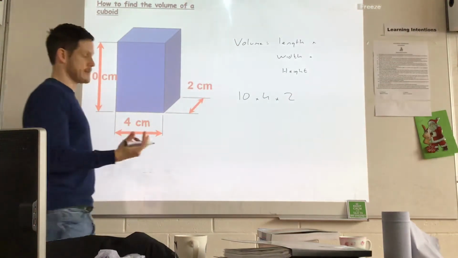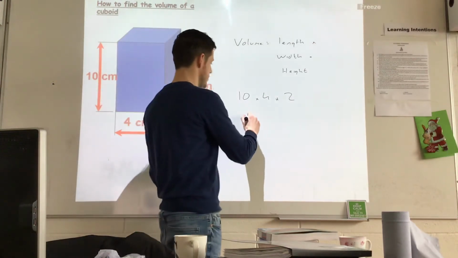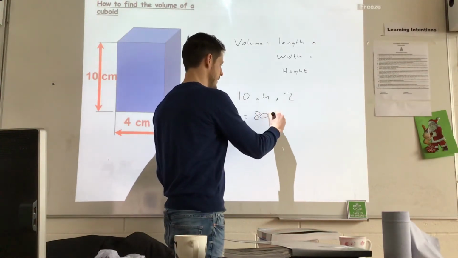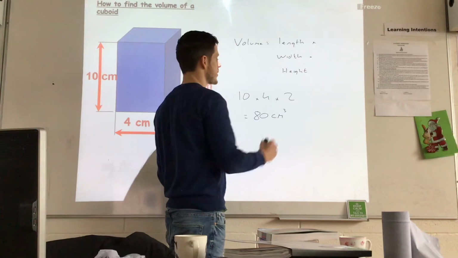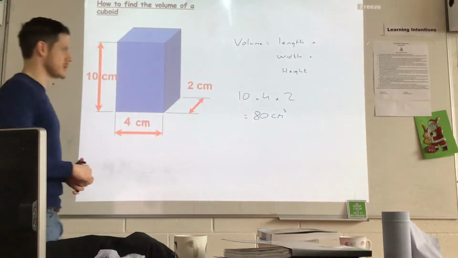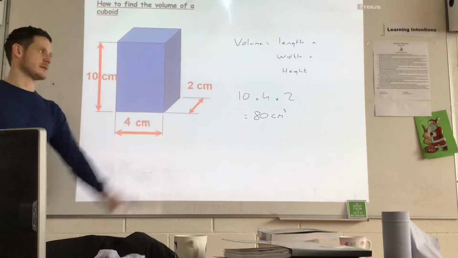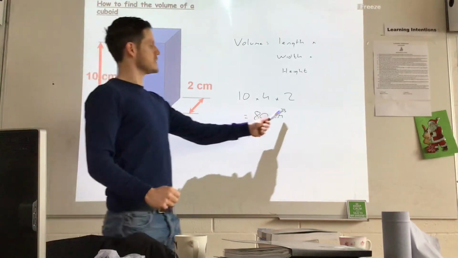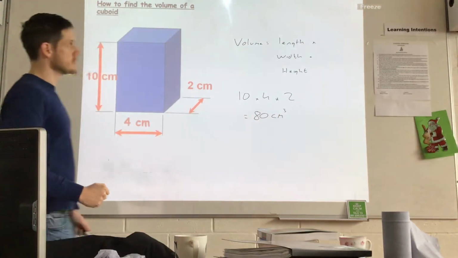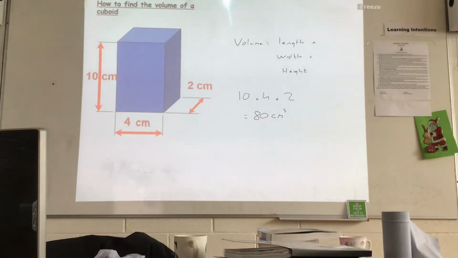Put that into calculator. 10 by 4 gives you 40, 40 by 2 gives you 80. And the answer is going to be centimeters to the power of 3, cubed. Okay? So volume is always to the power of 3. You're multiplying centimeters by centimeters by centimeters. So there's 3 centimeters there, so it's centimeters cubed. Very, very easy if you know what you're doing, but can be tricky in the way it's worded. So hopefully that one's not too bad.